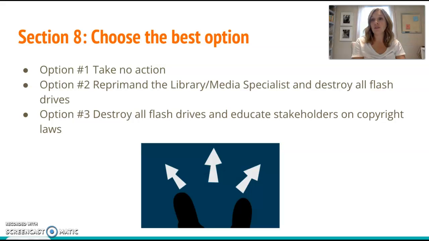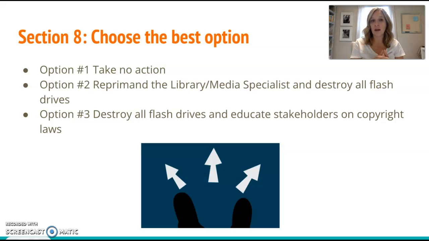And the major difference between the two options is, in option two, the library media specialist, Mrs. Lynn, would be reprimanded in some way. And in option three, that option is not there. Also, the other major difference is that in option three, there would be an opportunity to educate the community stakeholders and the school teachers on what copyright laws are and what it means to break them, and why we should be following them. And it would also give us an opportunity to explore the district copyright policy as well.